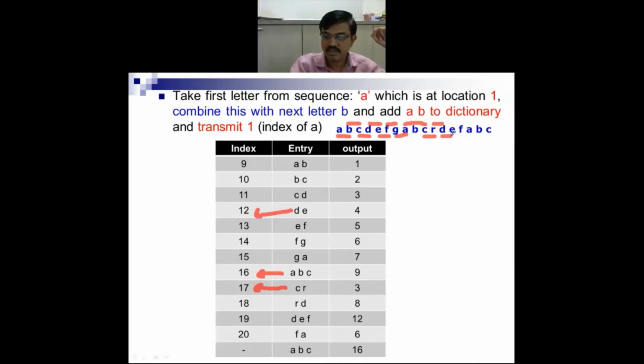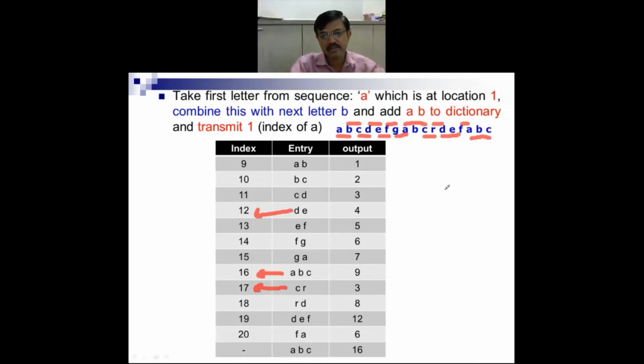DE is already present earlier, so I will take DEF, then FA and ABC. ABC is the last sequence. ABC is already present at my 16th location, so I'm not going to store ABC over there. So I hope I have cleared out the first two columns of this particular code, and how I'm going to generate the comma separated subsequences in the LZW algorithm.